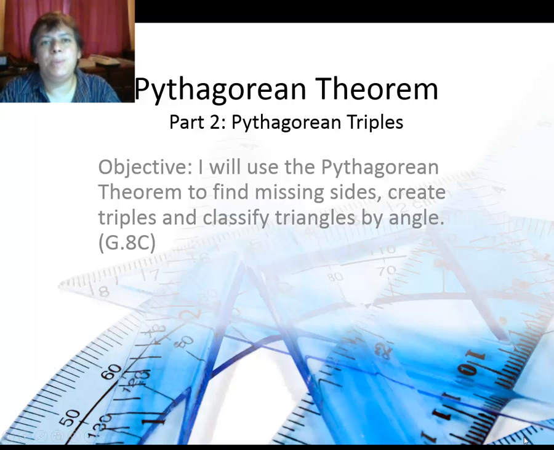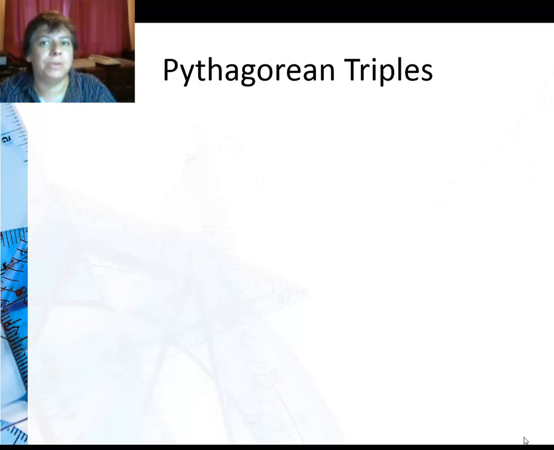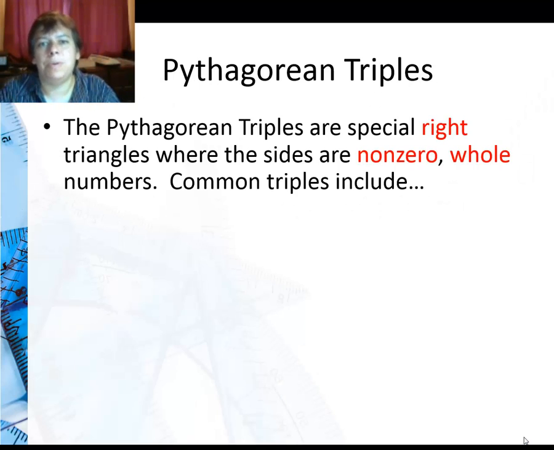Now we're looking at a special set of triangles that fit the Pythagorean theorem. These are called the Pythagorean triples, and they're a real time saver if you can learn 2 to 3 of the basic triples. So, what is a triple? Well, they're special right triangles where the sides are non-zero whole numbers. So they're the numbers you like, the integers.